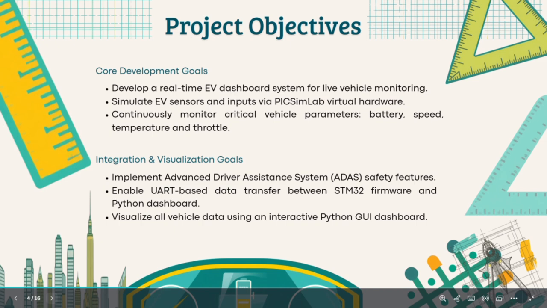We also focused on developing an interactive Python GUI to display vehicle information in an easy-to-understand format. Finally, one of our major objectives was to implement ADAS safety features such as overspeed warning, forward collision warning, blind spot detection, and fault detection to improve driver awareness and overall vehicle safety. With these objectives covered, I will now hand over the presentation to my teammate, who will explain the tools and technologies used in our project, followed by the overall system architecture.